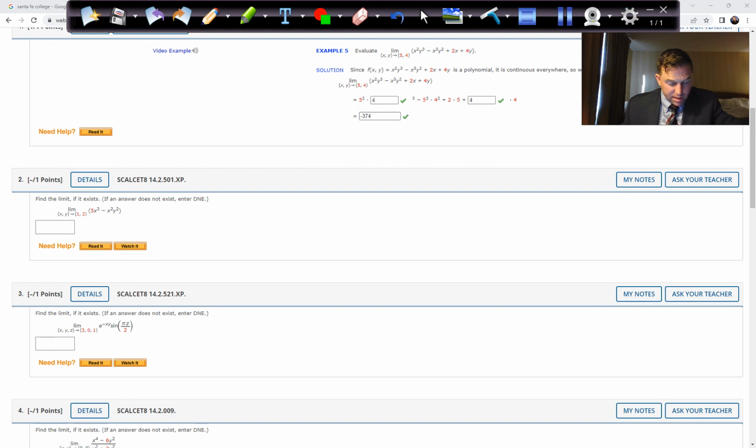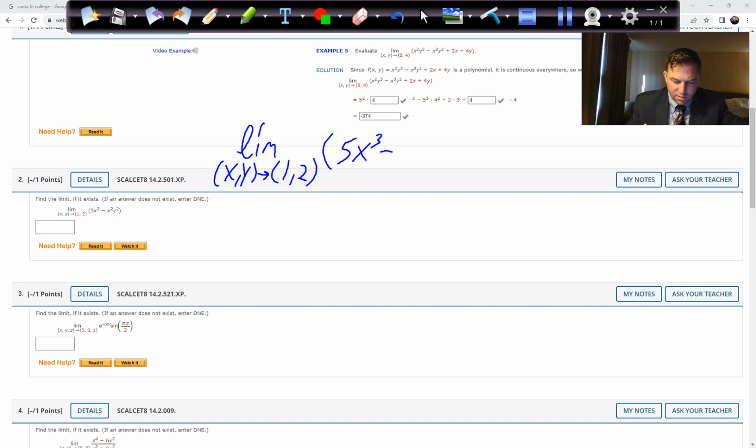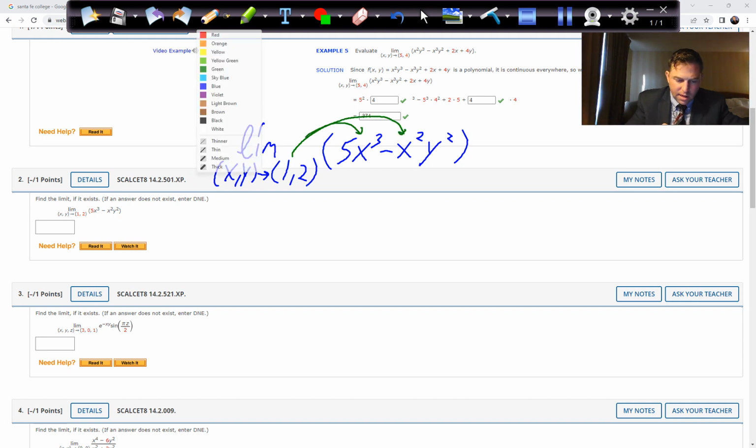Okay, find the limit if it exists. So we're going to have the limit as x and y both approach 1, 2 respectively of 5x to the third minus x squared y squared. We're just going to plug in 1 for all x's and 2 for all y's.